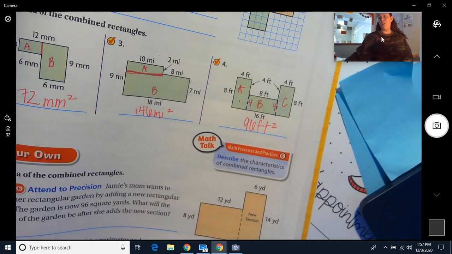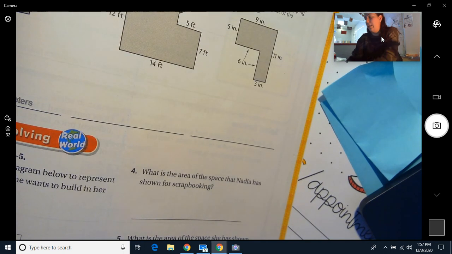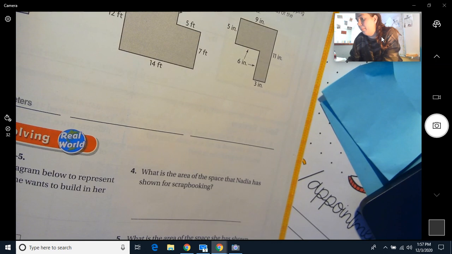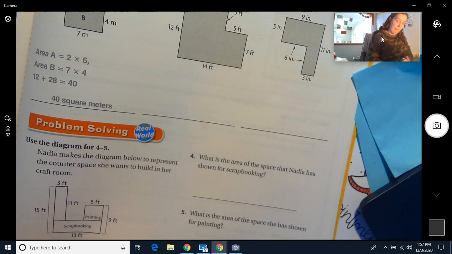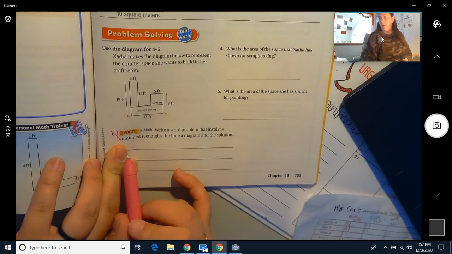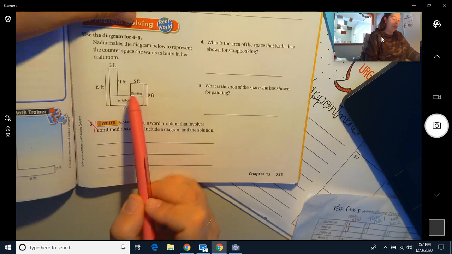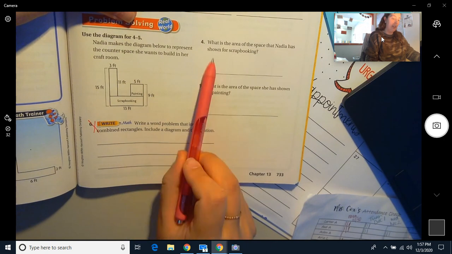On page 733, let me pull up, it's learning on my other computer. Just give me a moment. No number 6. Okay. On these two, simple. This one, you're using this whole diagram to answer these 2 questions.